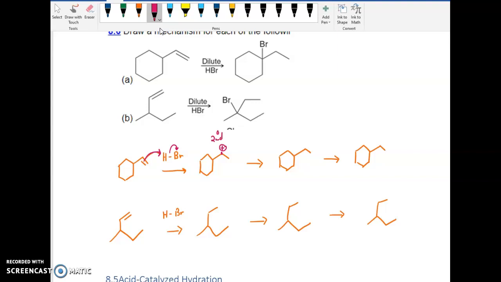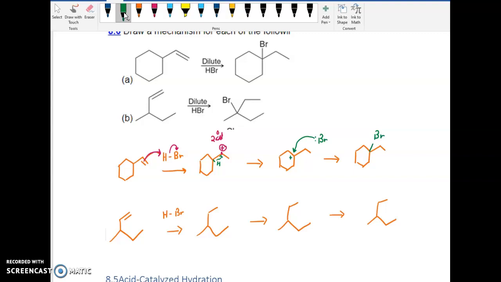Secondary carbocations are not as favorable as tertiary carbocations. So there's a hydrogen that's here, and it's going to move over and give us a tertiary carbocation. Okay? Then our bromine will attack, and it will attack this position, and we'll get a bromine here.